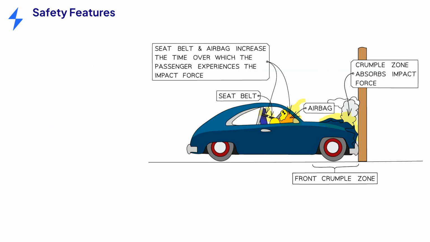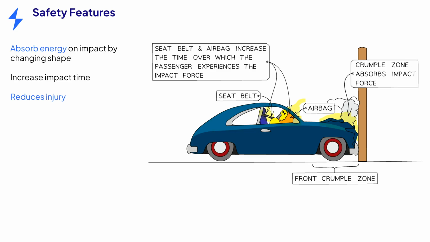All vehicle safety features work by absorbing energy upon impact by changing shape, to increase the time over which the impact force acts, hence increasing the time for the vehicle to change momentum and come to rest. This increased time reduces the force and hence the injury on the passengers. Practice explaining these features to others so you feel more confident you can do it concisely in your exam.